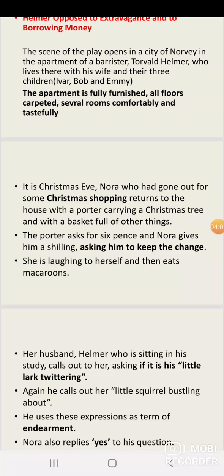Then she laughs to herself and tries to eat macaroons. She takes out macaroons from the basket that was full of other things, and then she begins to eat them.